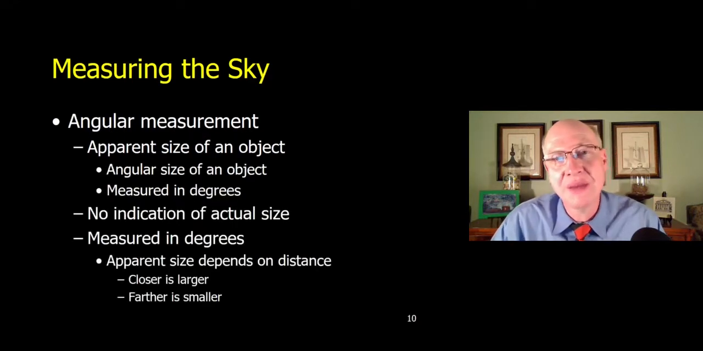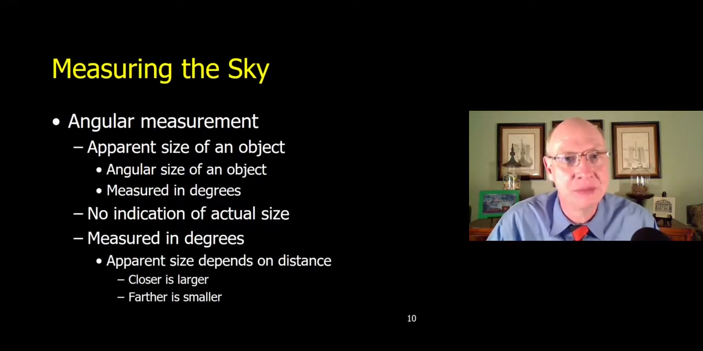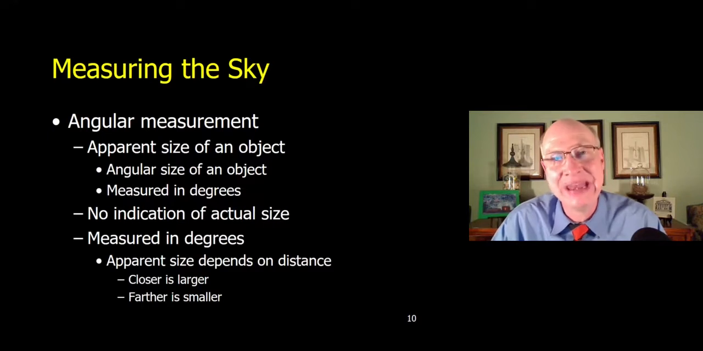What we do in astronomy instead is we talk about angular measurements. An angular measurement is the apparent size of an object. It's not the true physical size, it's how big it appears to us. And the unit of measurement we use for this is degrees.